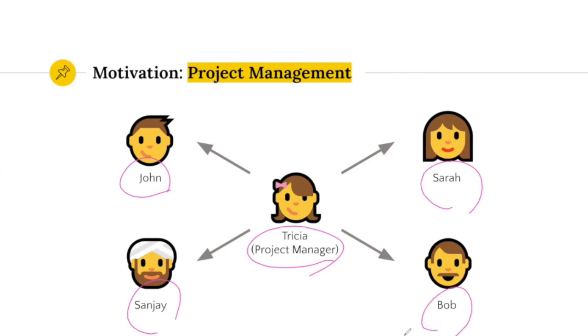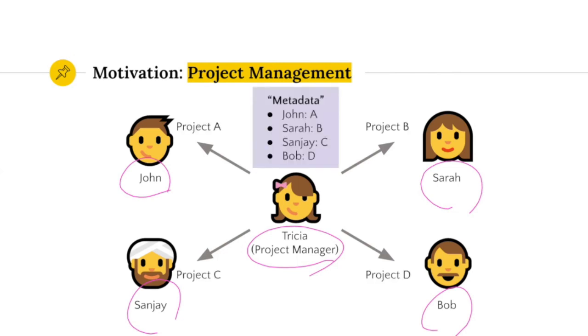And what Trisha does is assign projects to each of those team members. As she assigns the task to each team member, Trisha takes a note. I just assigned project A to John, project B to Sarah, project C to Sanjay, project D to Bob. So Trisha, as a project manager, keeps a record of the work distribution, and we're going to call that metadata.